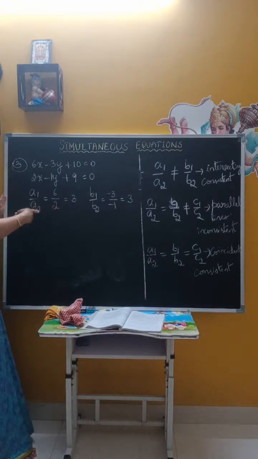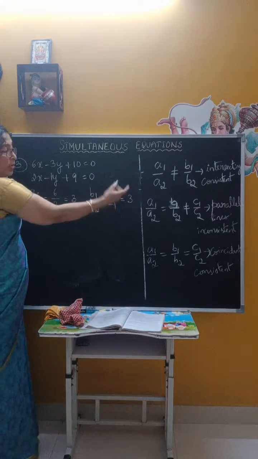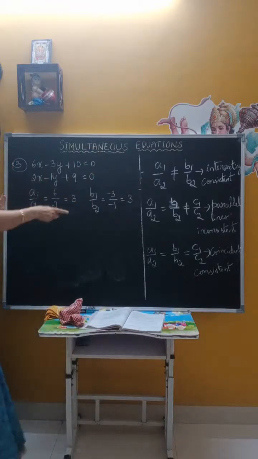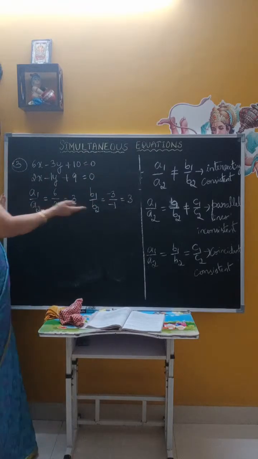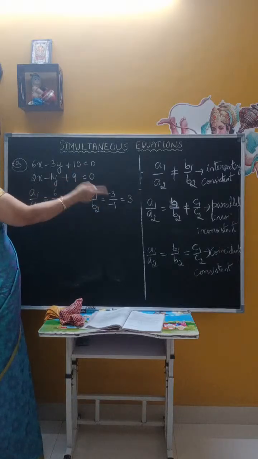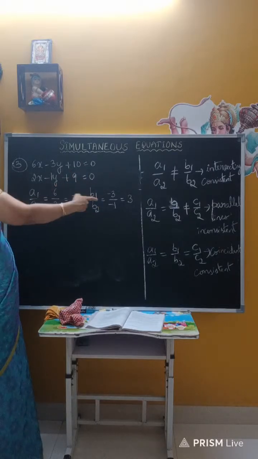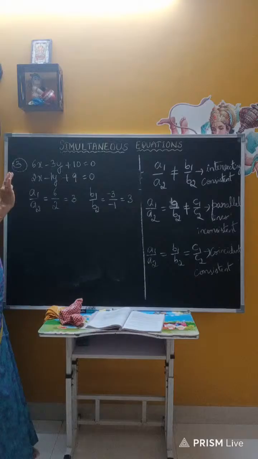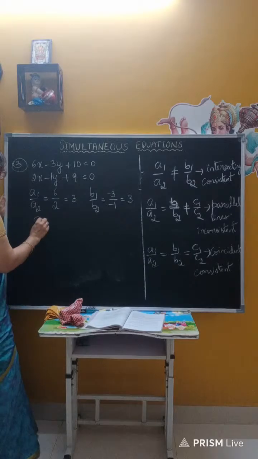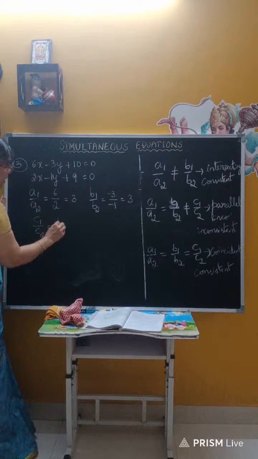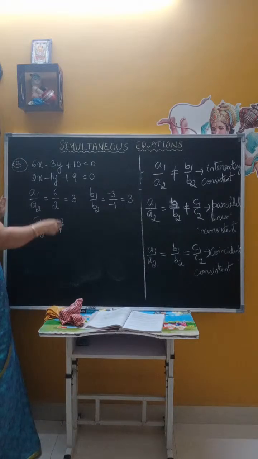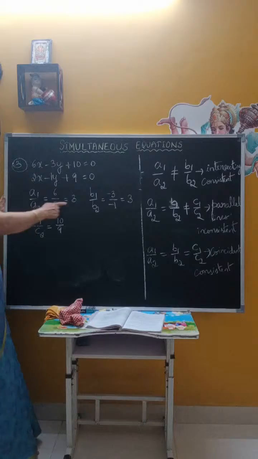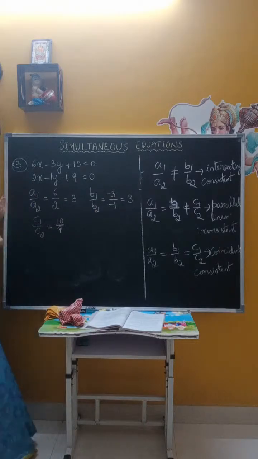So we got a1 by a2 is equal to b1 by b2. So we have to check with c1 by c2 also, because the lines may be parallel or coincident. By these two ratios we cannot decide anything now. And now let us find c1 by c2. c1 by c2 is equal to 10 by 9. Yes, 10 by 9. So we got a different ratio here. 3, 3. Here we got 10 by 9.